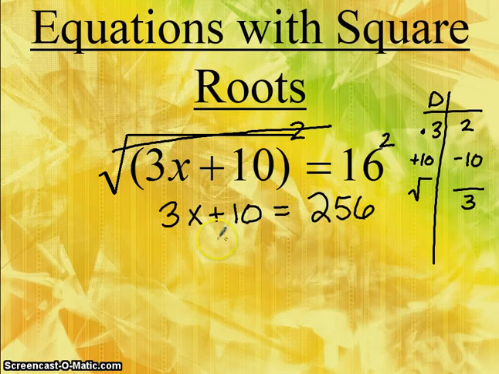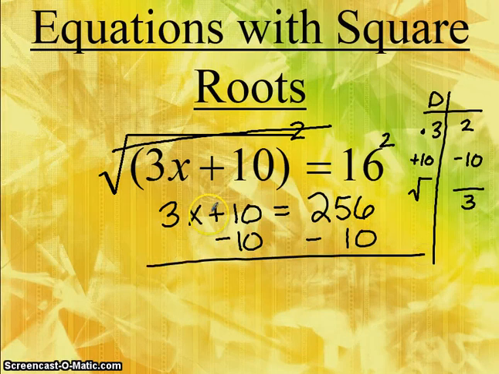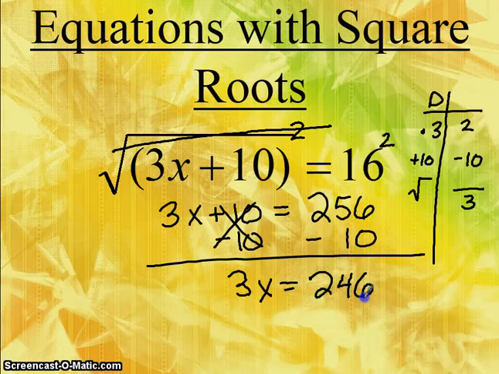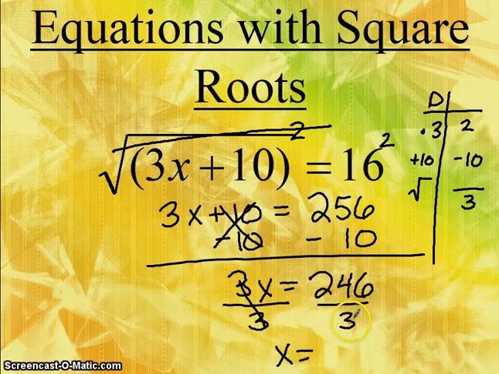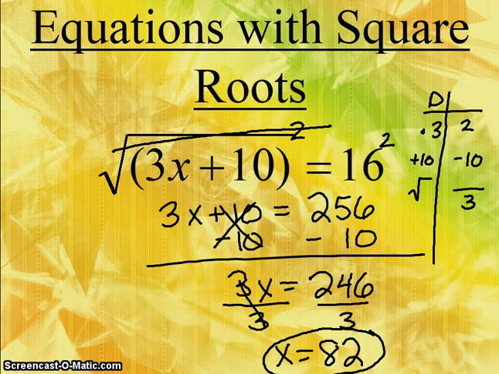Now we'll have to subtract 10 from each side. 10 minus 10 is 0, so we get 3x equals 246. Divide each side by 3. We get x equals, 3 goes into 24 8 times, and 3 goes into 6 2, so we get that x is 82. That is the only value of the variable that will make this equation true.